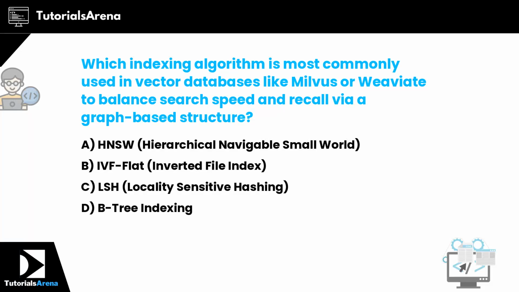Which indexing algorithm is most commonly used in vector databases like Milvus or Weaviate to balance search speed and recall via a graph-based structure? The correct answer is option A, HNSW, Hierarchical Navigable Small World.